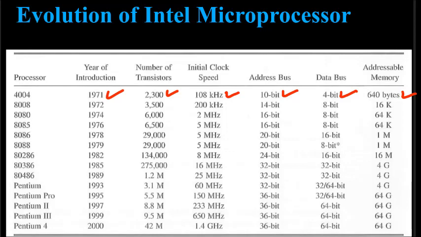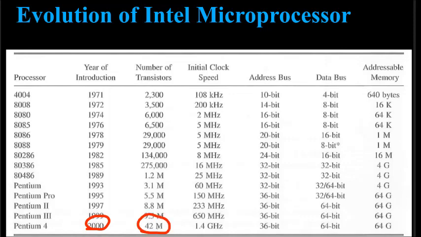So this is 8085. And then after 8085, Intel introduced the 8086 processor in 1978, and it had 29,000 transistors and a 5 megahertz clock speed. The address bus was 20 bits, and this was a 16-bit processor, and the addressable memory was 1 megabyte because of the 20-bit address bus.